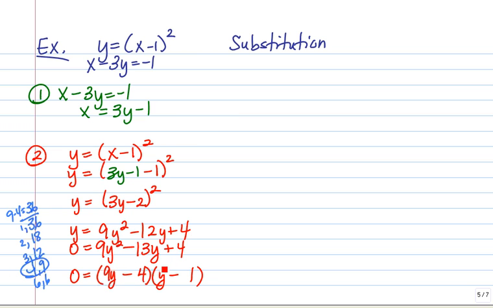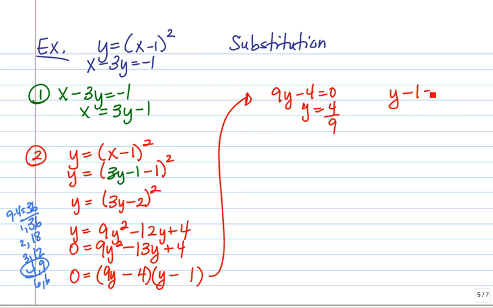Now if you don't use factoring, you can use the quadratic formula and still solve it. So this tells me that 9y minus 4 is 0, which is y is 4 ninths, right? If you add 4 and divide by 9. Or y minus 1 is 0, so y is equal to 1. Now we're not done. Notice a difference here.